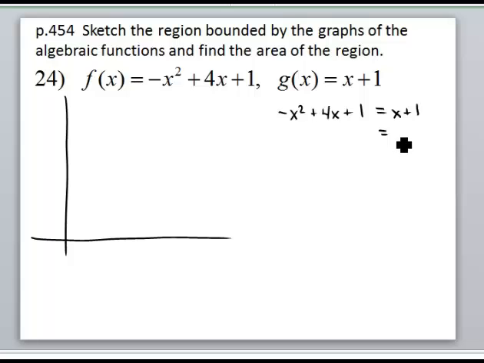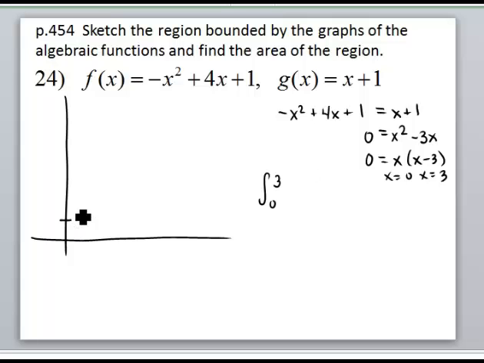Move everything to this side. So I've got x squared minus 3x, and then I'd have to subtract off 1, so it gives me 0. So it's going to be intersecting at x is 0 and x is 3. So my integral is going to go from 0 to 3, and so is my picture.